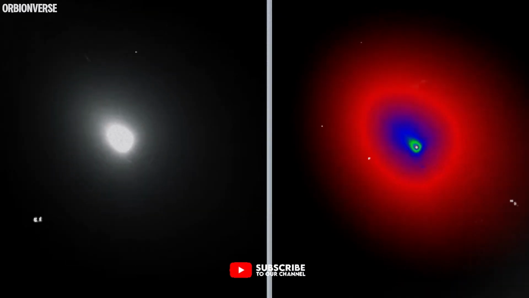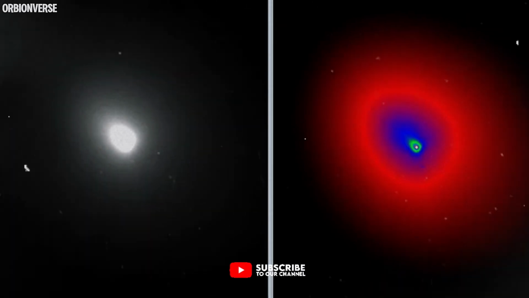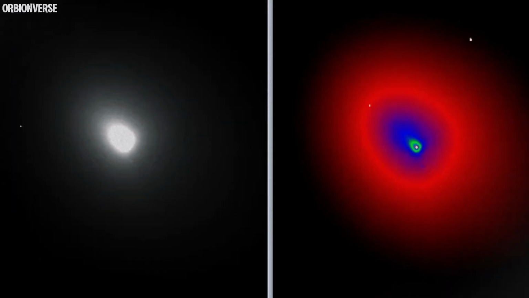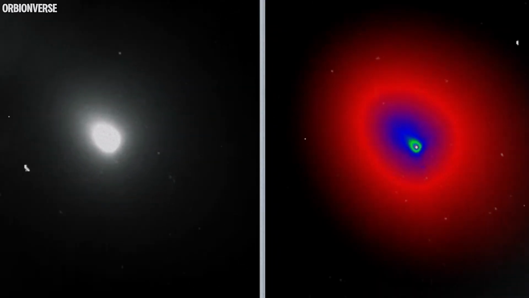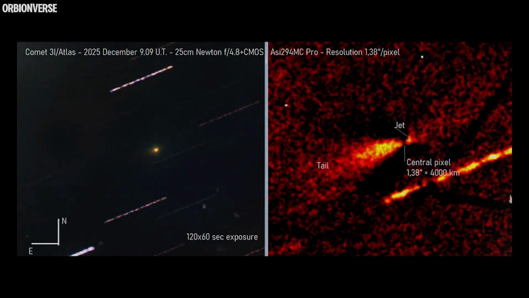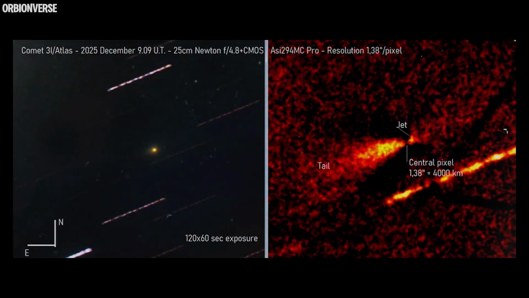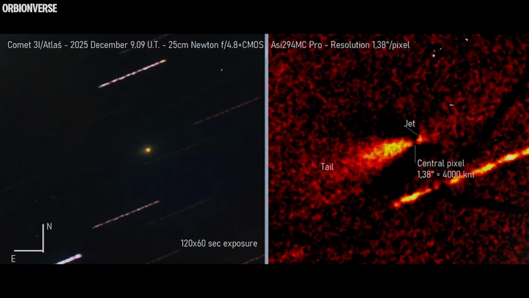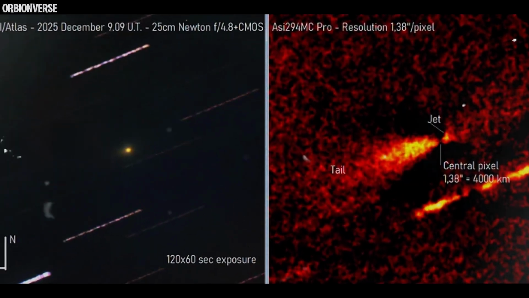To reach its current size in the time observed, material in the anti-tail must be traveling toward the Sun at speeds exceeding 100 meters per second relative to the nucleus of 3I Atlas. Sustaining that kind of motion for more than a month after perihelion is extremely difficult to explain with standard comet models. One explanation is that volatile material buried beneath the surface is being exposed unevenly as the object rotates.